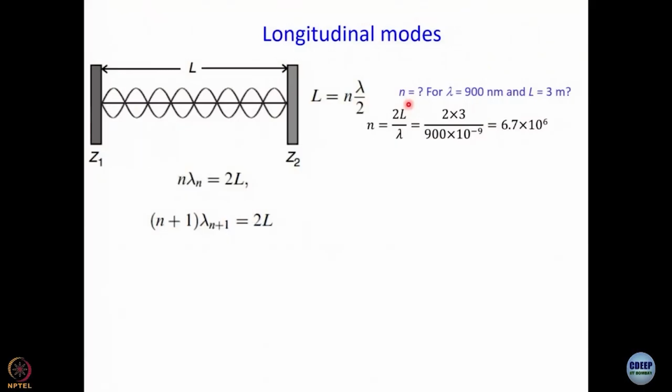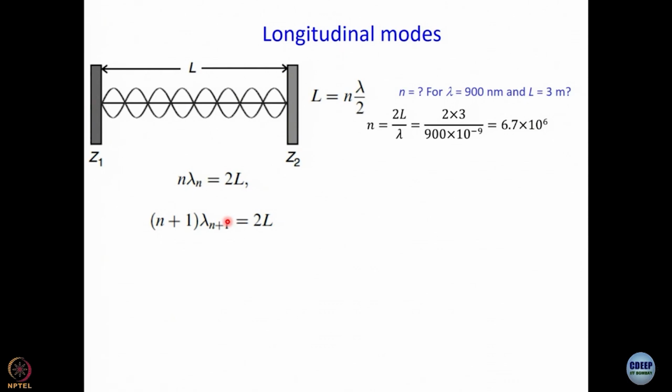Okay? How does that matter? This is how that matters. n into lambda n equal to 2L, n plus 1 into lambda n plus 1 is also equal to 2L. Okay? And what we just said is that n and n plus 1 are practically the same. If n is equal to 1, then n plus 1 would be twice n. But n equal to 6.7 into 10 to the power 6, that plus 1 is practically equal to 6.7 into 10 to the power 6. If your salary is 1 crore rupees, you do not really mind whether 10 rupees are added or subtracted, right? It's something like that.